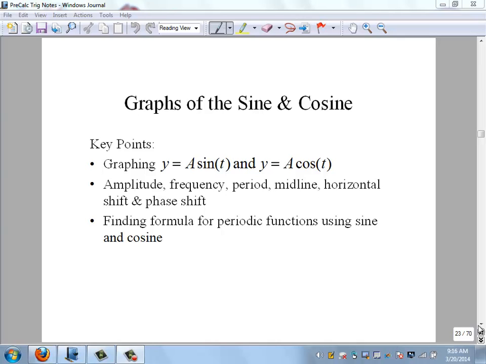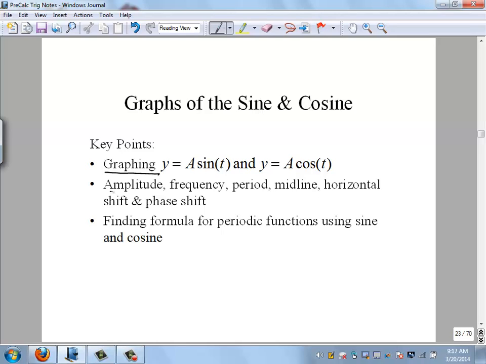Welcome to Graphs of Sine and Cosine, and along with this lesson we're going to do some exact values of sine, cosine, and tangent and fill in the table that you learned so that we can use this as we're doing graphing and with other things that we do in Trig. So we're going to basically do a lot of graphing with sine and cosine.